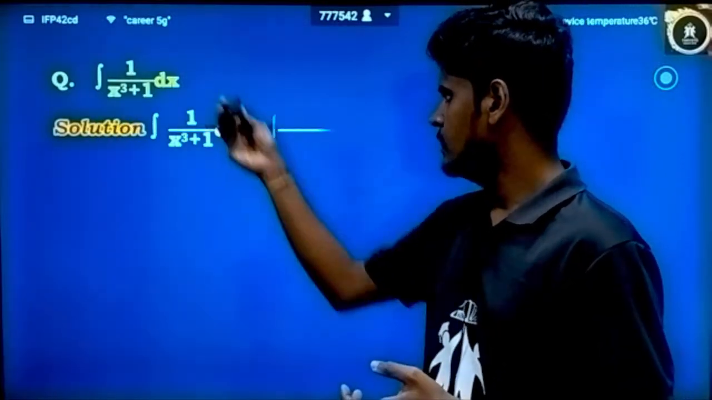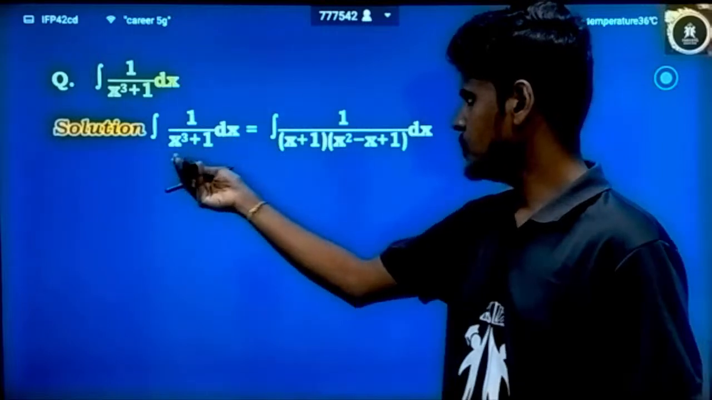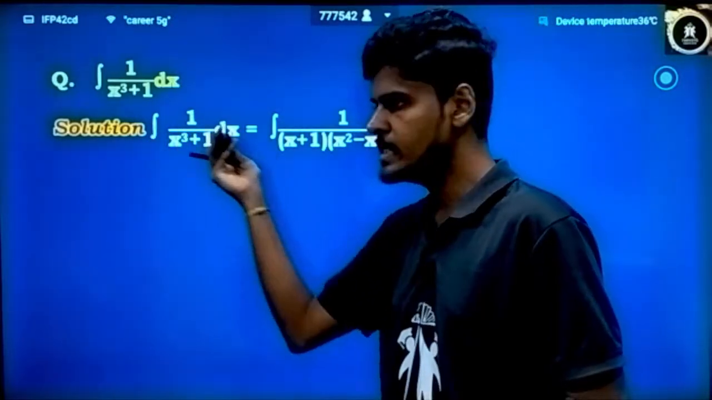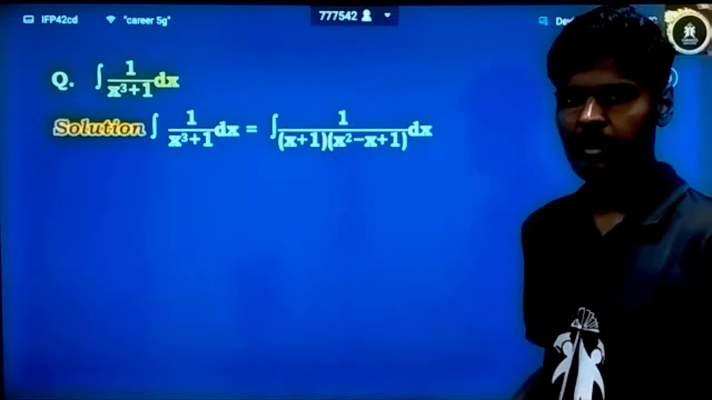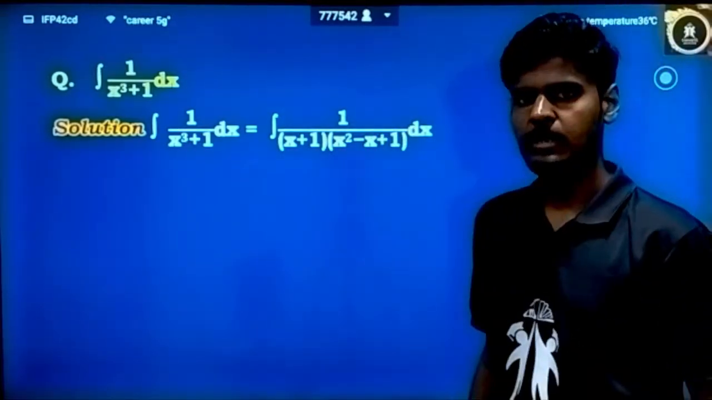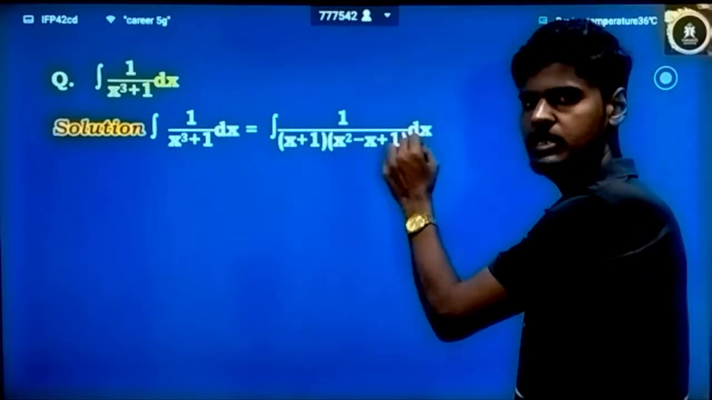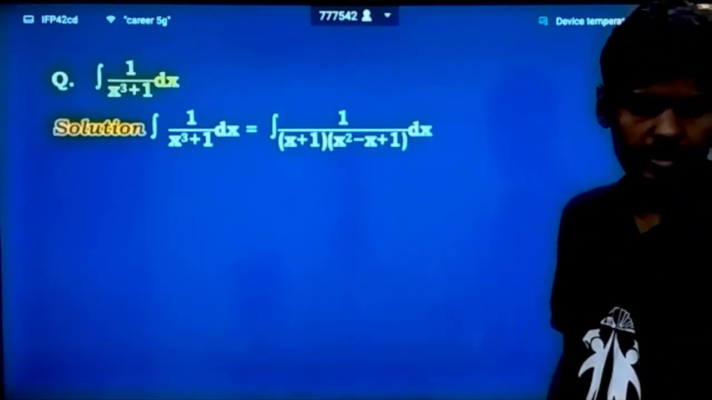What are the factors? This will be (x plus 1), that is a plus b, into a square, that is x square, minus ab, that is minus x, plus b square, that is 1. So these are the factors. Can we factorize this further? We can't, because this is a quadratic which cannot be factorized further.